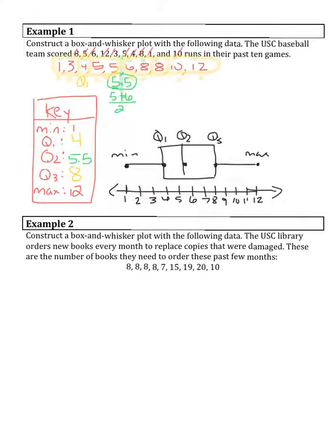This is a graph, guys, so you can always title your graph. This would be USC baseball runs. And this kind of demonstrates how spread out their scores were from the game. So we can see that they had a game where they had 1 run, they had a game when they had 12 runs, and a decent amount of their games have between 4 and 8 runs.